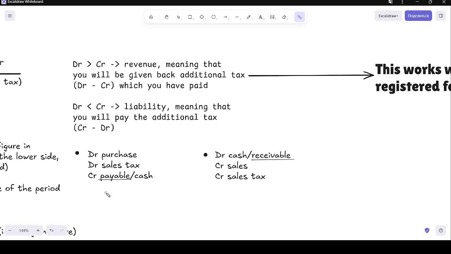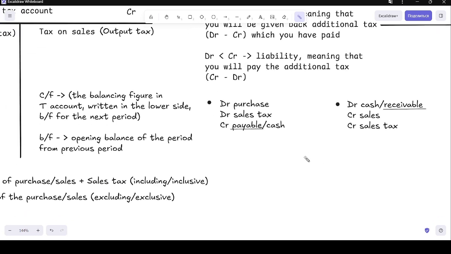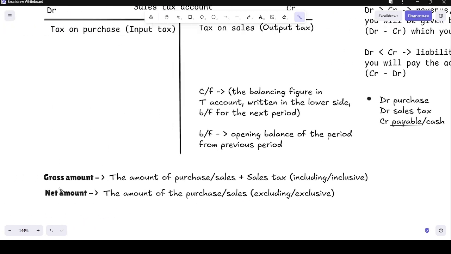If you solve the questions, right? The gross amount will be written on the payable and also receivable account if you made the sales or made the purchase with sales tax. What are the gross amount and net amount? Gross amount is the amount of the purchase or sales plus sales tax, or it will come as including or inclusive.